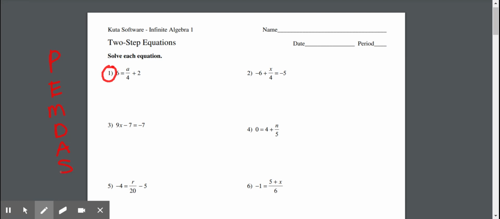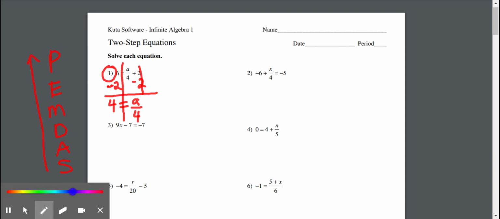Whenever we're solving, we're actually using PEMDAS backwards. We're undoing everything. So we're going to subtract 2 on both sides. Remember, what you do to one side, you have to do to the other side. So we would be taking 6 minus 2, and that would be 4. On the right-hand side, that 2 goes away because 2 minus 2 is 0, and we'd be left with a divided by 4.